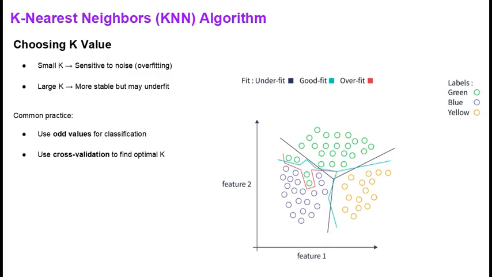Choosing the correct value of k is very important for model performance. A small k may lead to overfitting as it is sensitive to noise. A large k may lead to underfitting as it smooths out the data too much. So we usually choose odd values like 3, 5, 7 as a common practice for classification, and also we use cross validation to find the best k value.